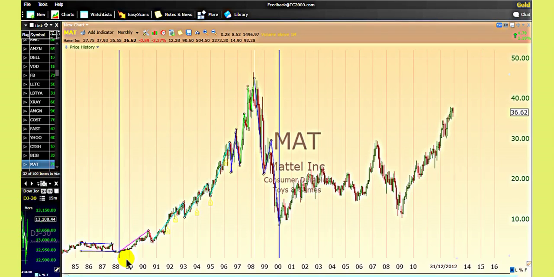But for the Elliott wave cycle, we are talking about a trend and a correction. For this stock, Mattel Incorporated, an American stock, from 1988 up to 1998, we have the trend, and then we have the correction from 1998 up to 2000. But in fact, the Elliott wave cycle has started from 1988 up to 2000. It's clear? It's now clear.